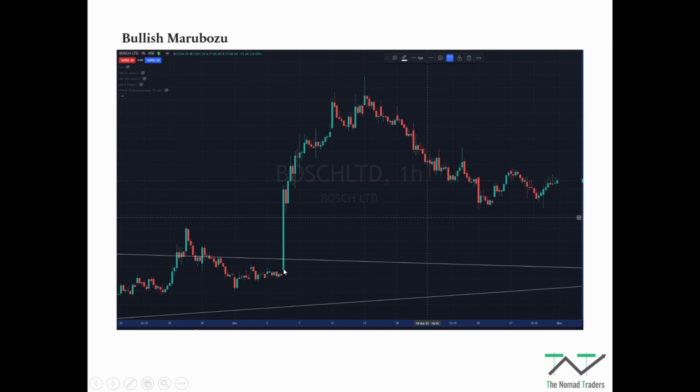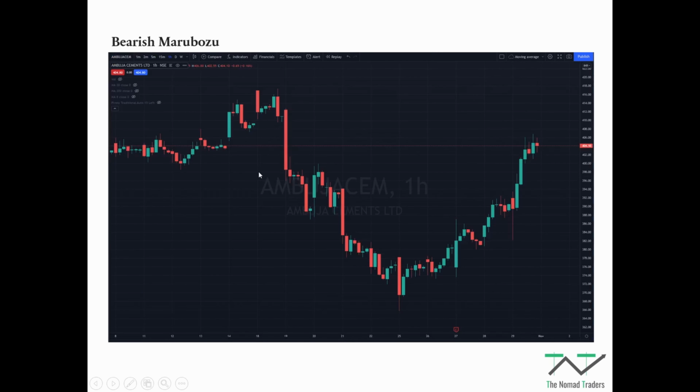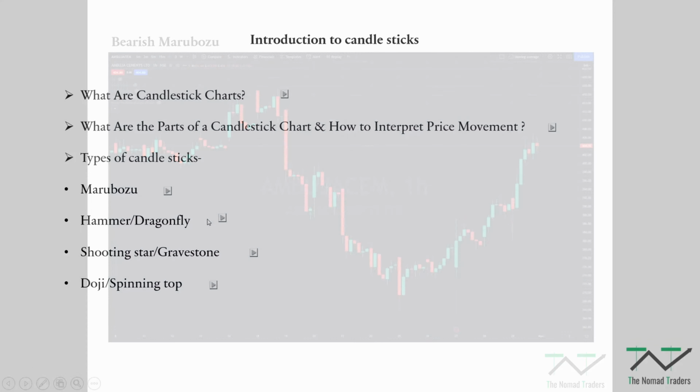In this particular example, you see a big Marubozu candle which is followed by a series of green candles forming and taking the price higher and higher. In this particular example, there is a red Marubozu formed which is followed by a series of red candles which are pushing the price downwards. This clearly indicates that Marubozu has so much power that it can take the market in the direction of the Marubozu.